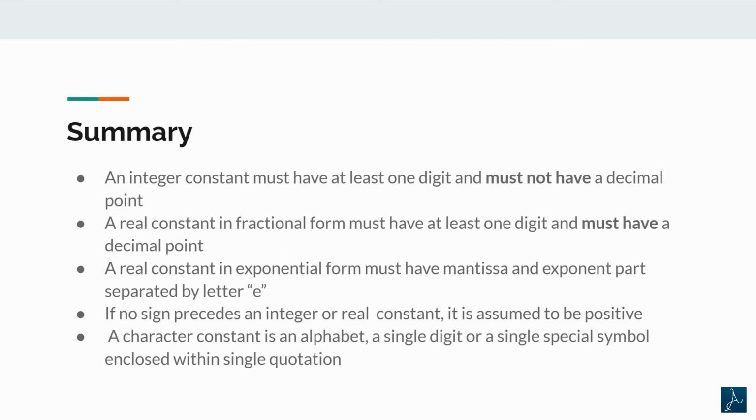Let's summarize what you have learned in this lecture. An integer constant must have at least one digit and must not have a decimal point. A real constant in fractional form must have at least one digit and must have a decimal point. A real constant in exponential form must have an integer exponent part separated from the mantissa by the letter E. If no sign precedes an integer or real constant, it is assumed to be positive. A character constant is an alphabet, a single digit, or a single special symbol enclosed within single quotation marks.